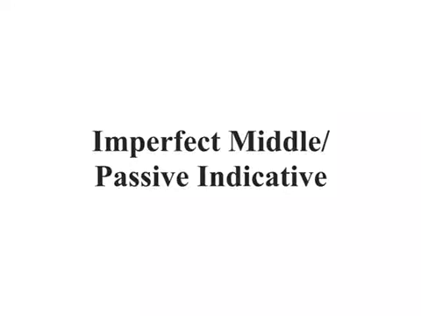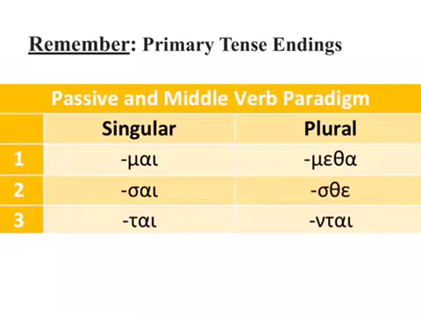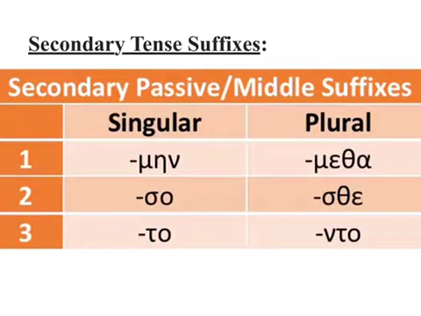So now we get to go back to chapter 11 and look at the middle passive. So this is going to be on page, starting at page 77 at the bottom. And do you remember the primary tenses? Mai, sai, tai, metha, sthe, and ntai. Remember all those? We learned them last time. Yep. Well, to make it easy, the secondary ones are really similar: men, so, to, metha, sthe, and nto.